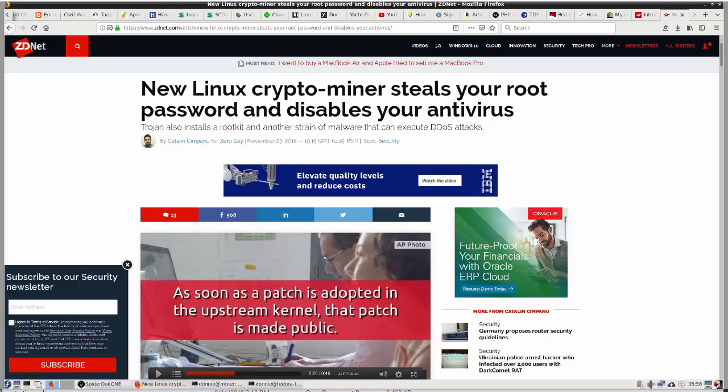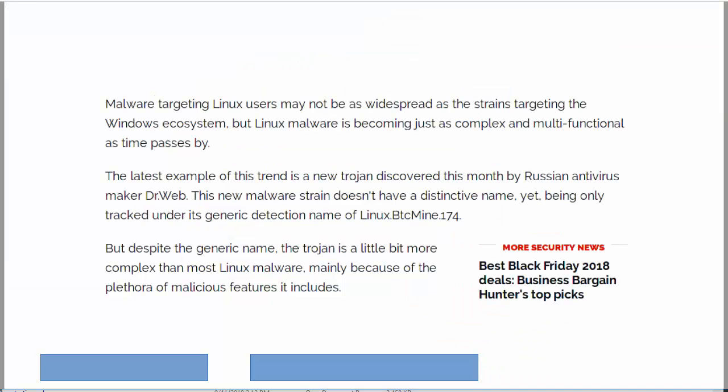In this video, I'd like to look at a piece of sensationalism in the tech news. Yes, what would we do without sensationalism and clickbait headlines? So here we have an article about a new Linux crypto miner that steals your root password and disables your antivirus. It also installs a rootkit and another strain of malware that can execute distributed denial of service attacks. So let's take a look at this.